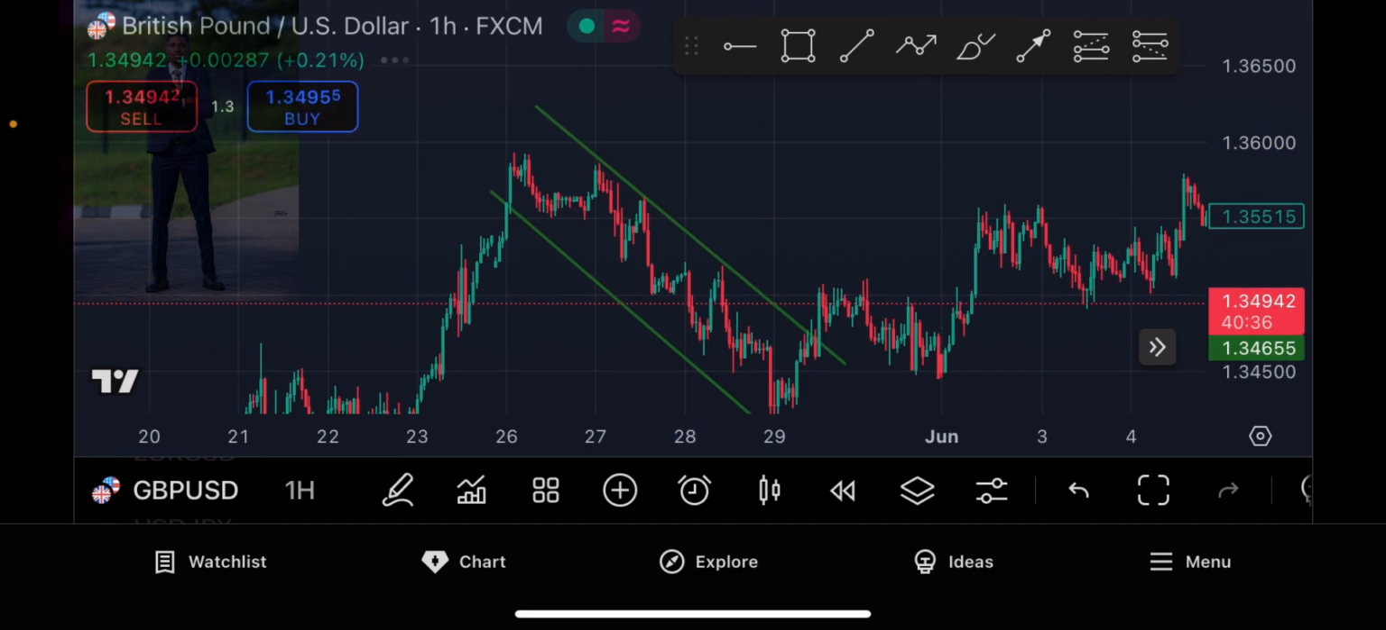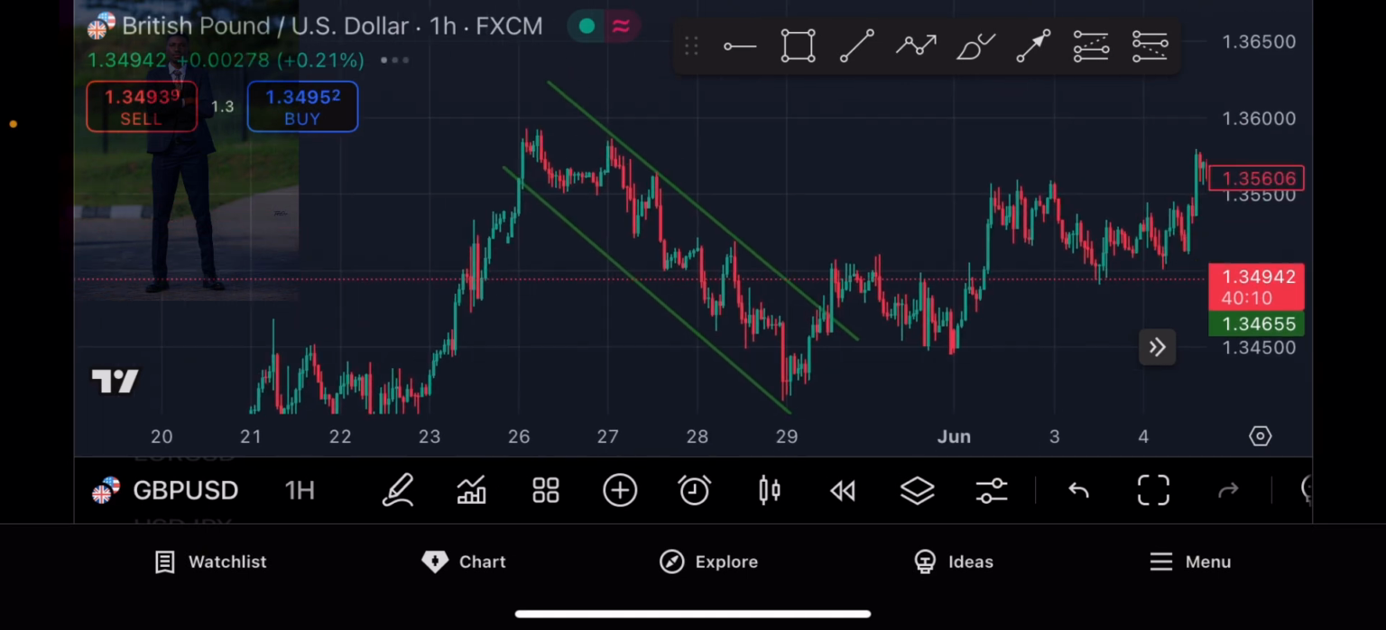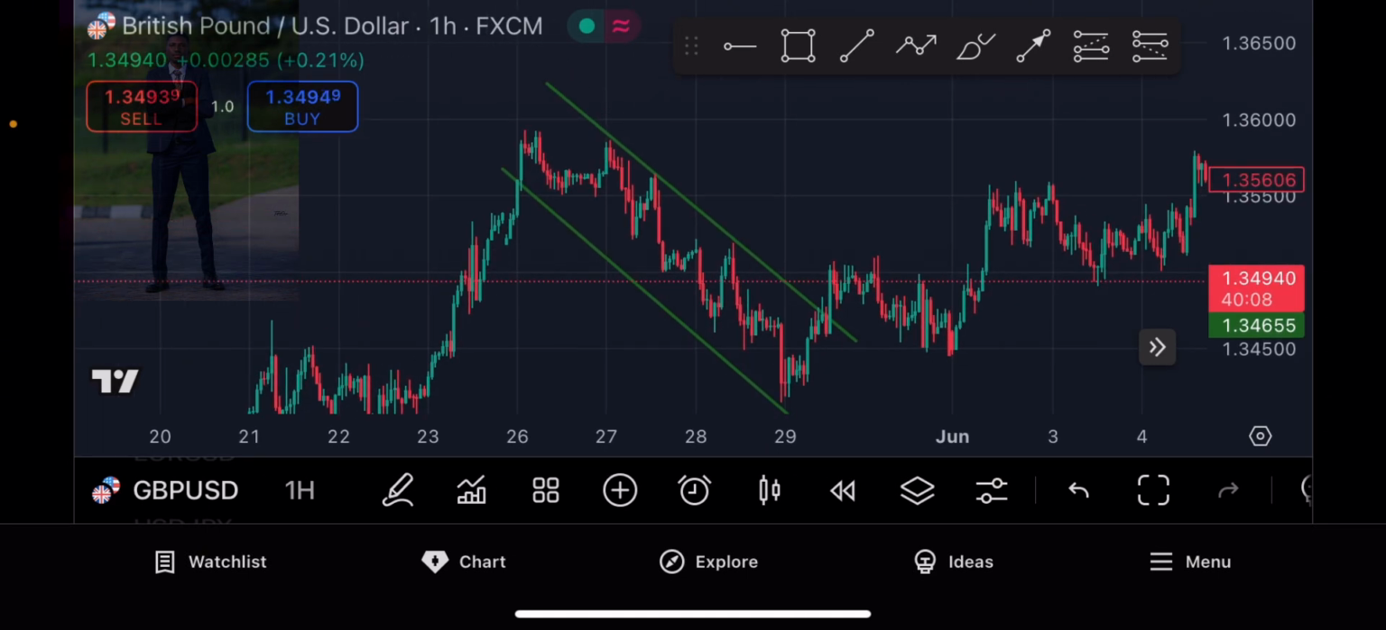Now I do not want to focus more on what's happening inside the channel. There will be more videos on how we can utilize movements inside the channel, but today we want to look at what happens when something breaks out of the channel. You can see that GBP USD on the H1 time frame is pushing to the upside, and then it enters this channel which seemingly is not pushing to the upside but pushing to the downside.